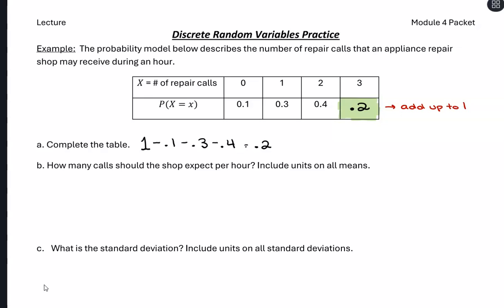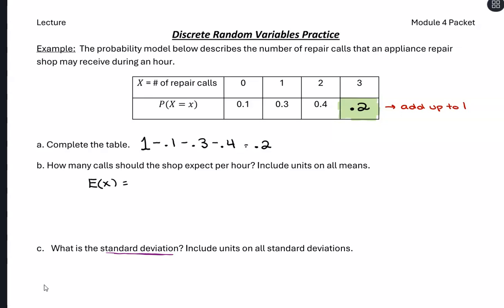Okay, how many calls should the shop expect per hour? Include units on all means. We're going to go through Stapplet with this, but actually for this one, I'll show how to find it by hand, because this might be more straightforward to just do in a scientific calculator. I'm looking ahead at standard deviation, and with that, we'll just use Stapplet.